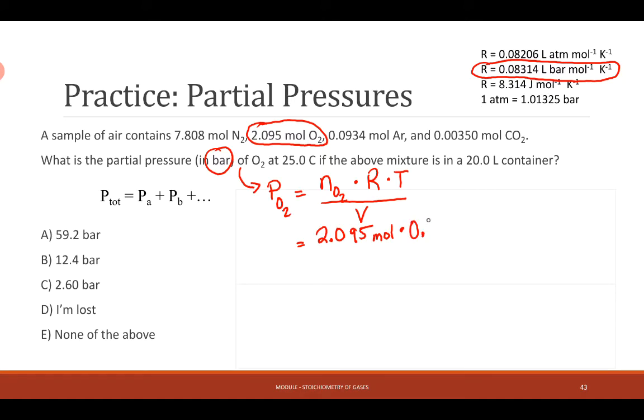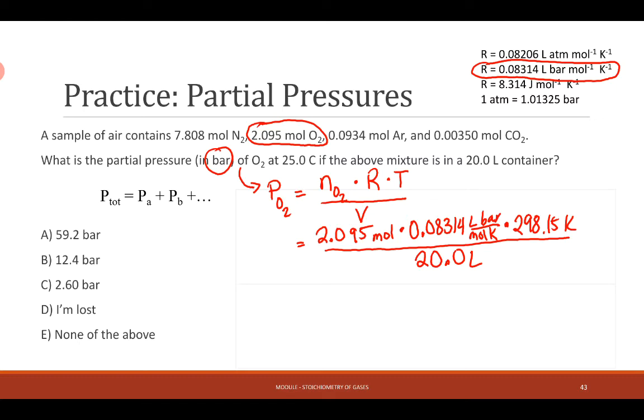And so at 0.08314 liter bar per mole Kelvin. And then my temperature is going to be 298.15 Kelvin. And then my volume is going to be 20.0 liters. So let's type that into my calculator.